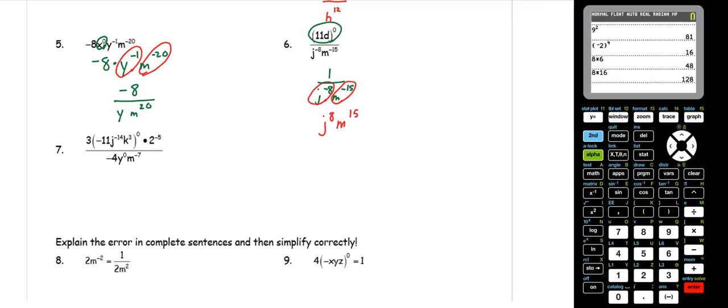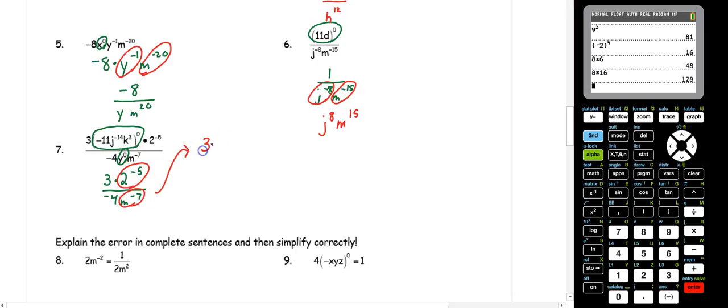Number 7. Looking at number 7, I find that this parenthesis has a 0 exponent, and this y has a 0 exponent. So those become 1, and I'm left with 3 times 5 to the negative 5th over negative 4m to the negative 7th. So I need to move my negative exponents, 2 to the 5th and m to the negative 7th. That gets me 3m to the 7th over negative 4 times 2 to the 5th.